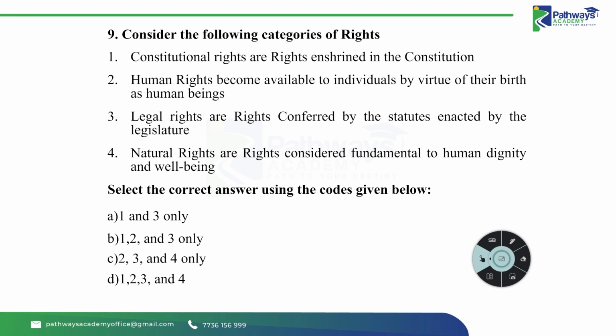The next question, question number 9. Consider the following categories of rights. Number 1, constitutional rights are rights enshrined in the constitution, which is basic. Constitutional right means all those general rights provided in the constitution. Very good. Human rights become available to individuals by virtue of their birth as human beings.